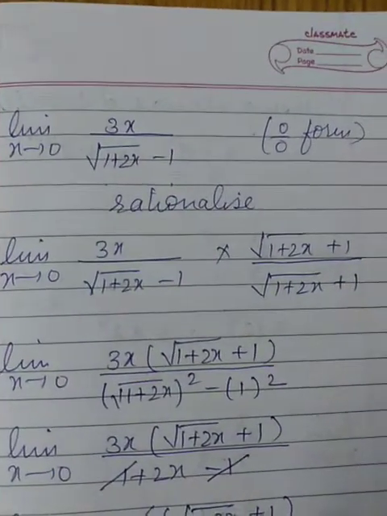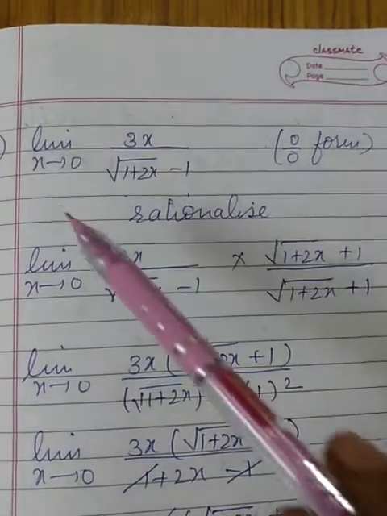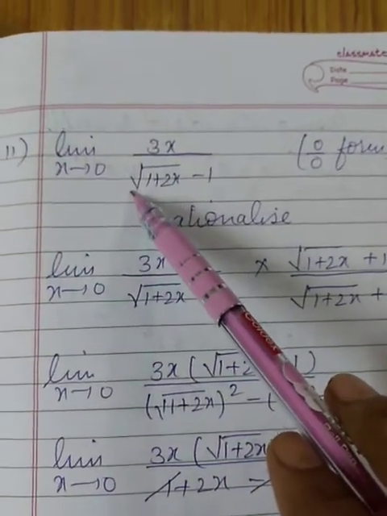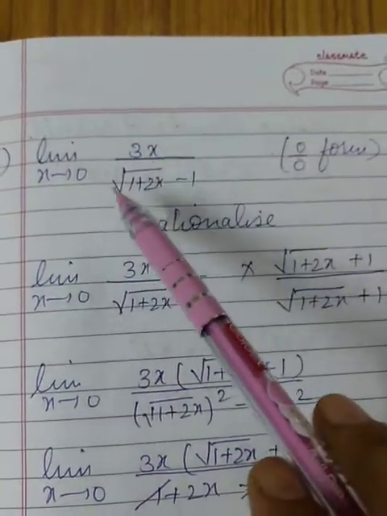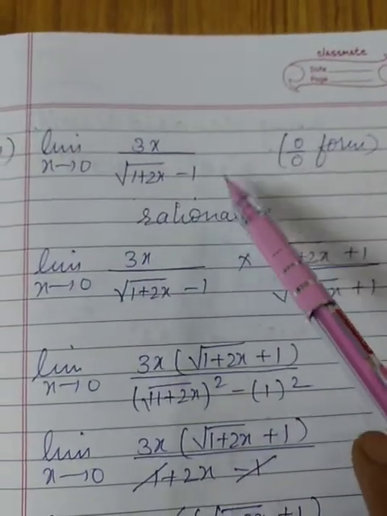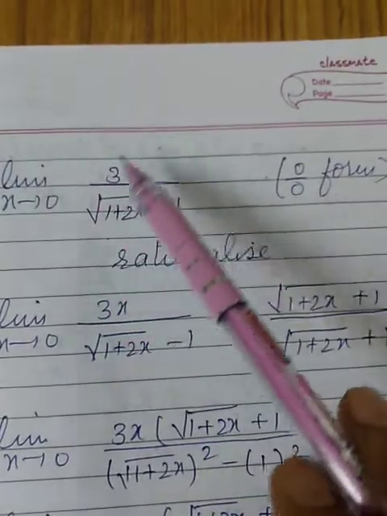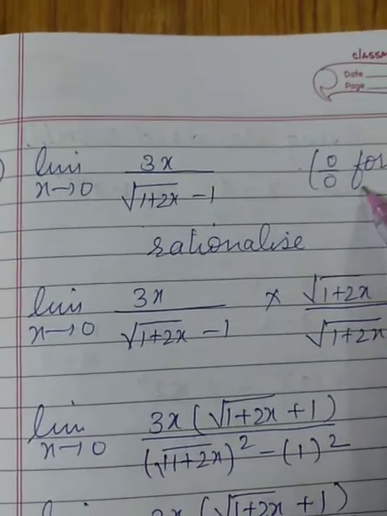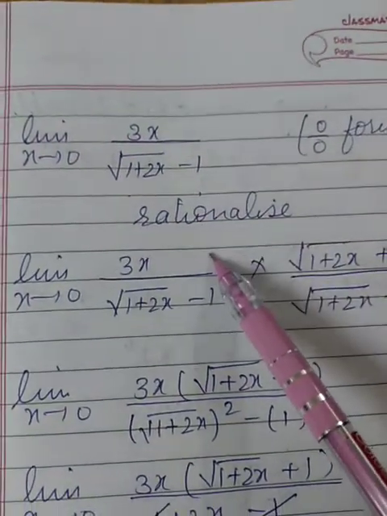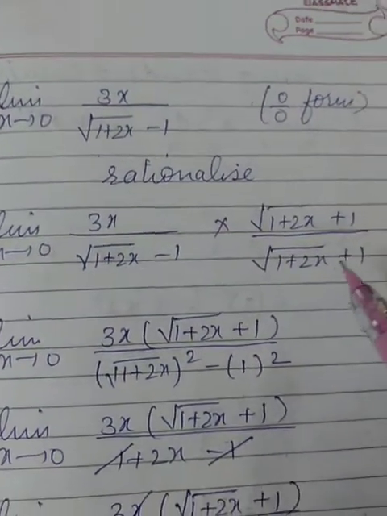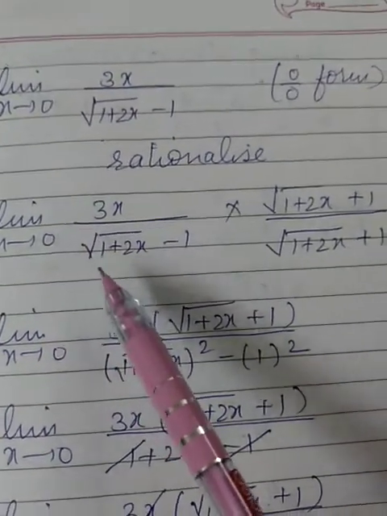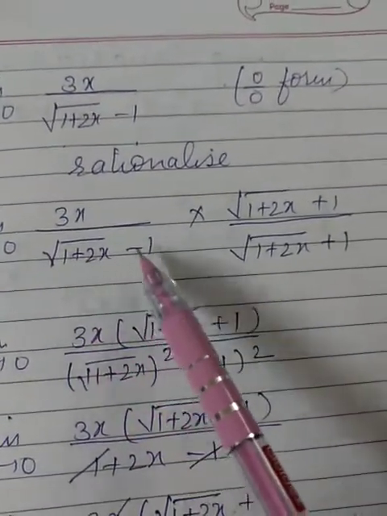We'll take one more example. This time limit x tending to 0, 3x upon under root 1 plus 2x minus 1. Again, when we substitute the limit, we get 0 upon 0 form. Now we rationalize the denominator. How do we rationalize? We multiply and divide by root 1 plus 2x plus 1.